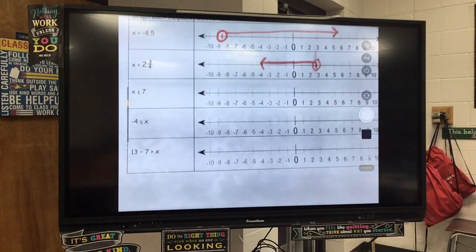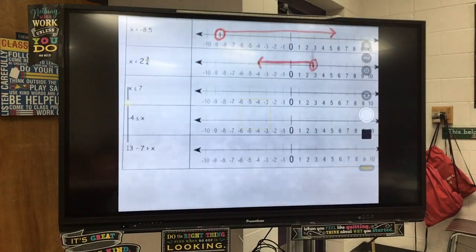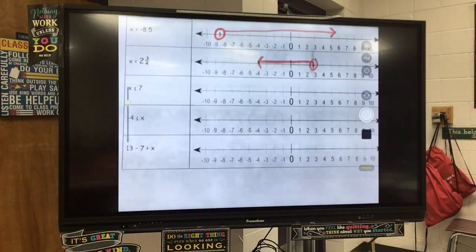3 is less... No, because 3 is not less than. 3 is greater than. No, baby. What you just told me, x is less than 2 3/4. Oh. So pick a number. -3 is less than 2. Yes. All right. The next one, x is less than or equal to 7.